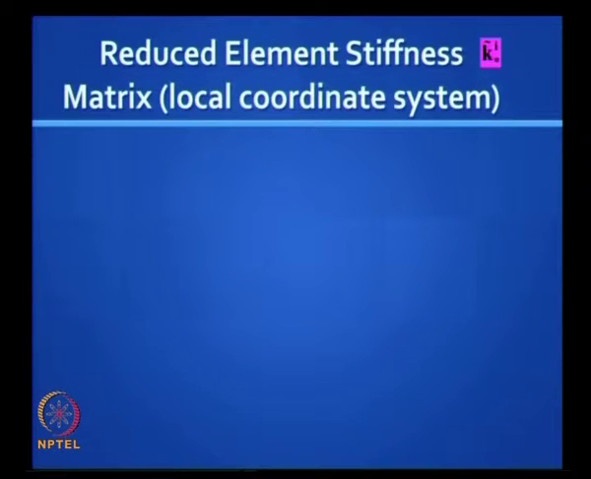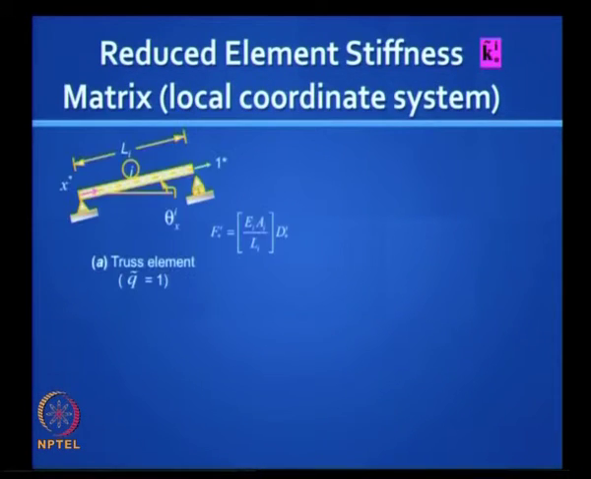So let us look at the different types of reduced element stiffness matrices. Take this: it is a 1 by 1 matrix, right, only 1 degree of freedom.